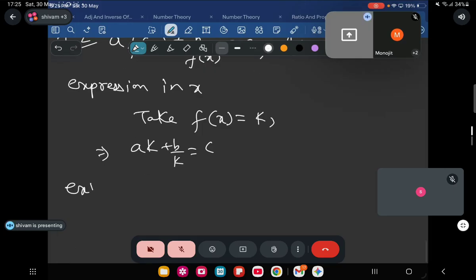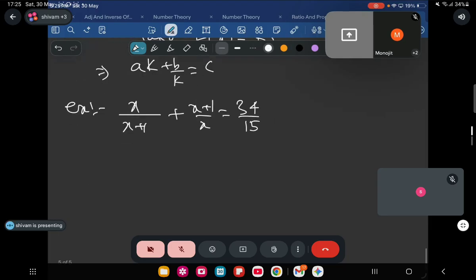I'll give you an example. For example, x by x plus 1 plus x plus 1 by x is equal to 34 by 15. You people tell me what shall we do over here, how to proceed? Let x by x plus 1 be equal to k. What do we get, everyone? k plus 1 by k is equal to 34 by 15.